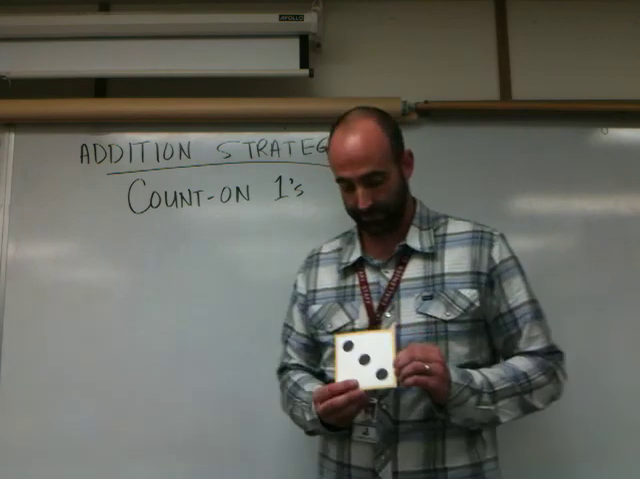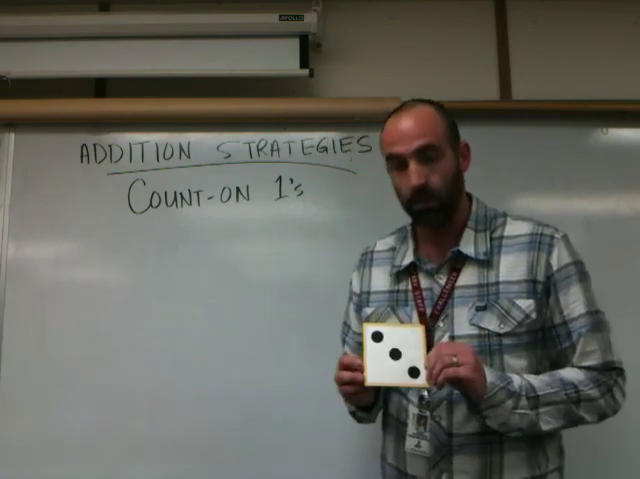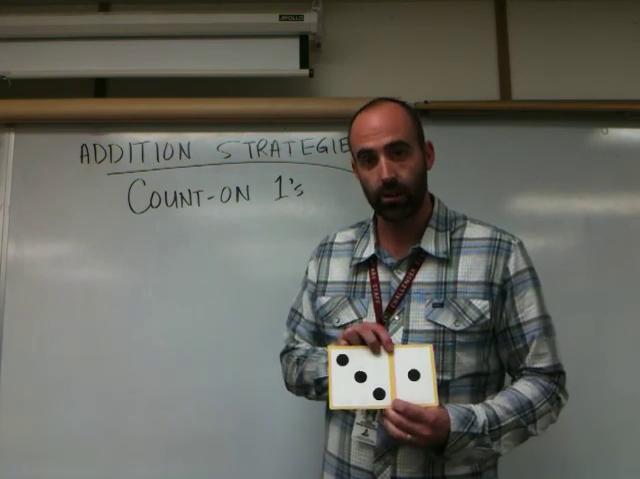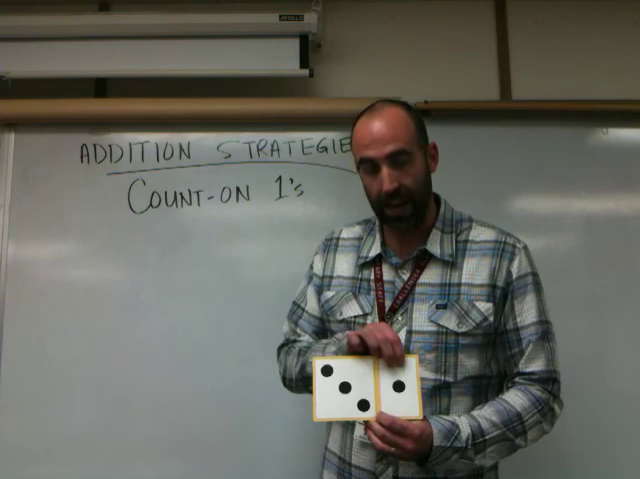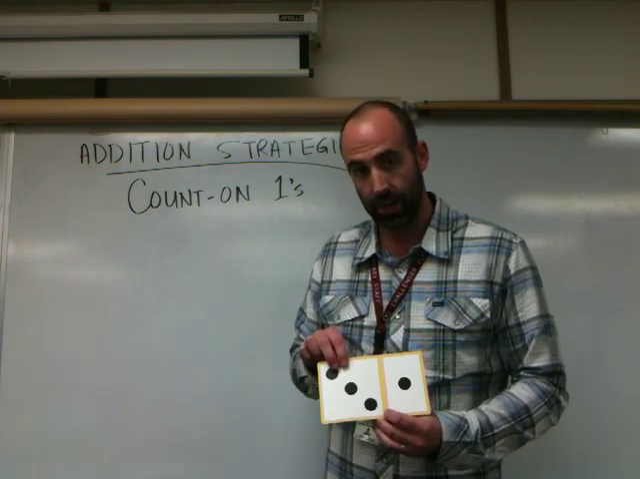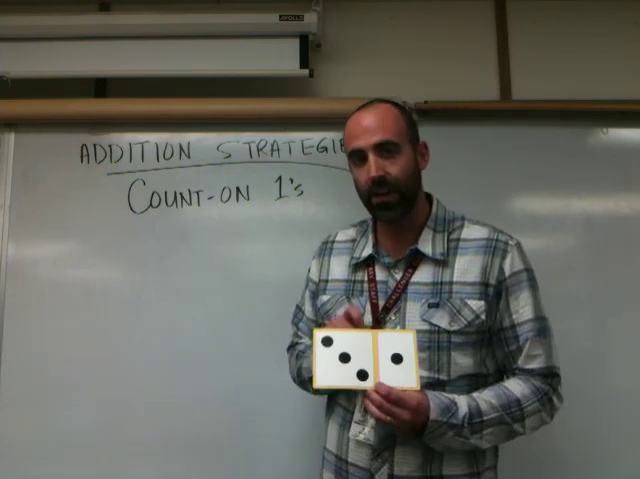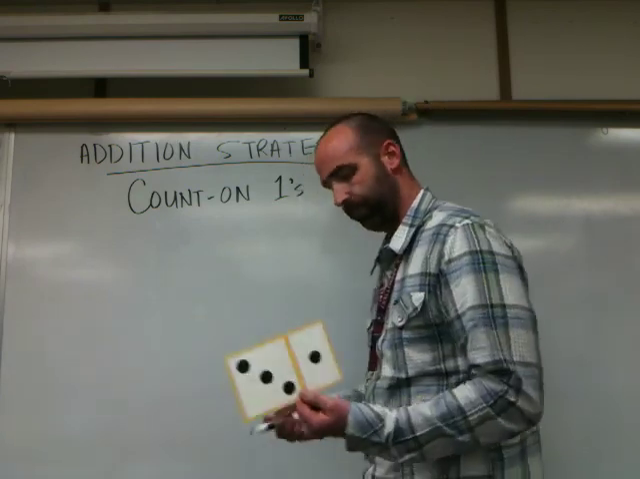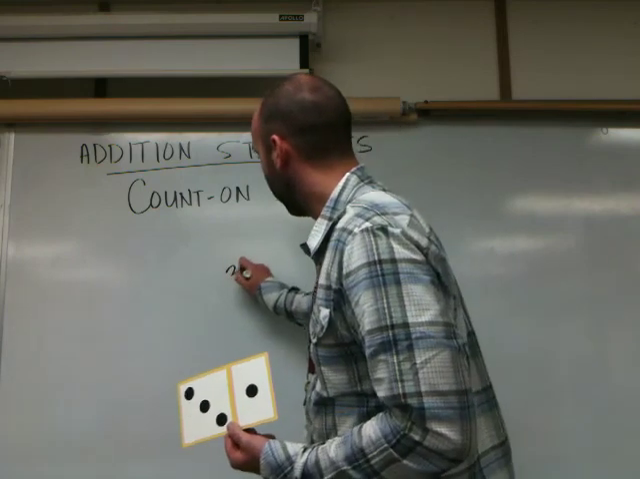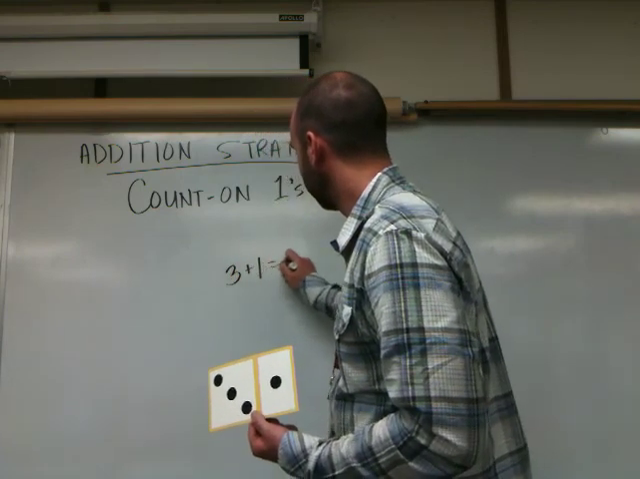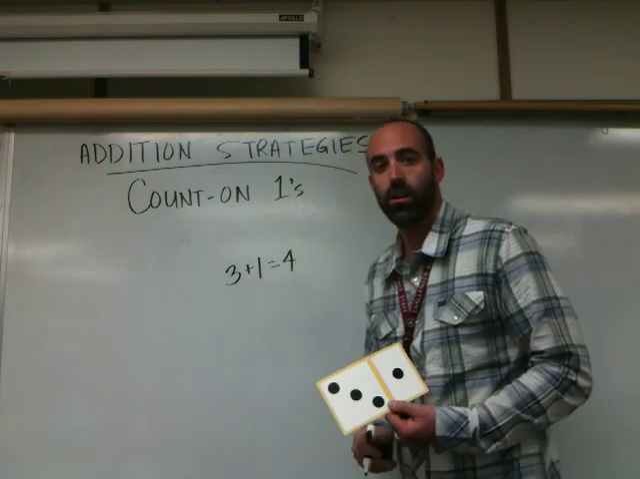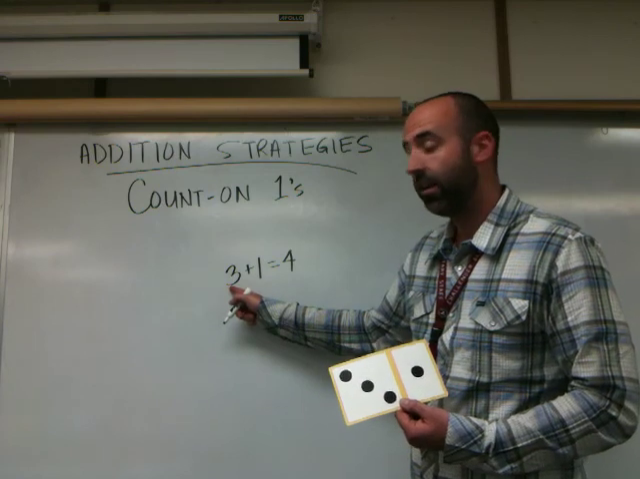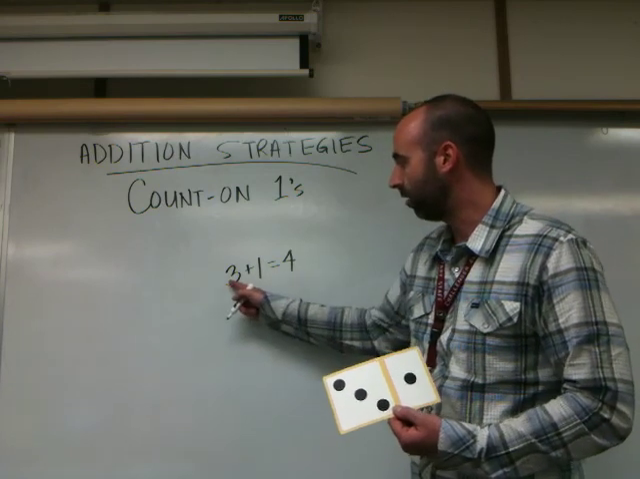Alright, let's start with this. What number do you see? That's right, 3. And one more is 4. So I start with 3 and I count on one more. 3, 4. Write down the fact that goes with this card. If you wrote down 3 plus 1 equals 4, you did it correctly. Start with 3 in my head, and I count on one more to get 4. 3, 4.